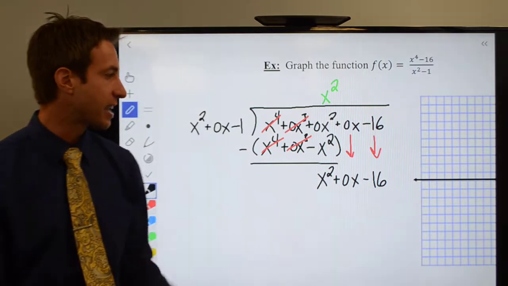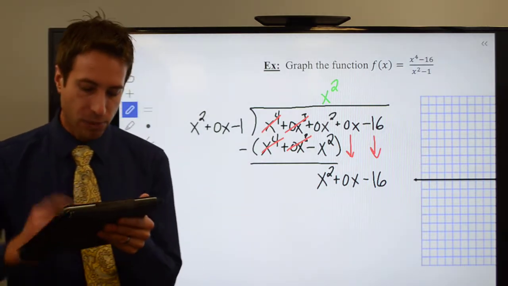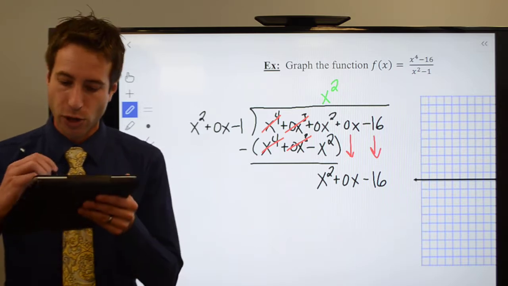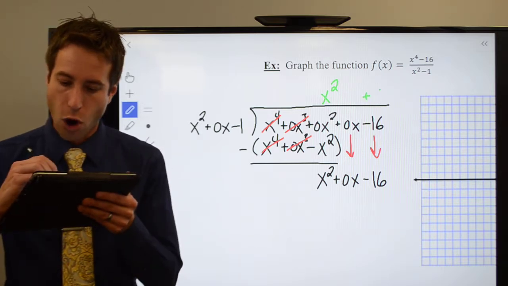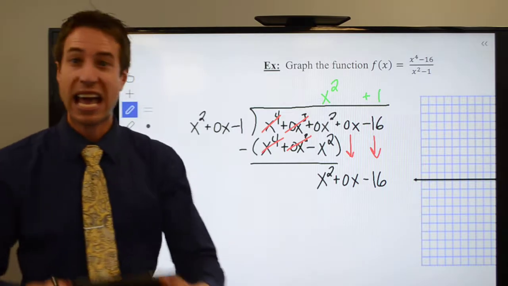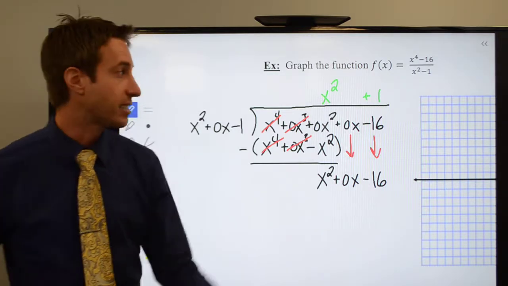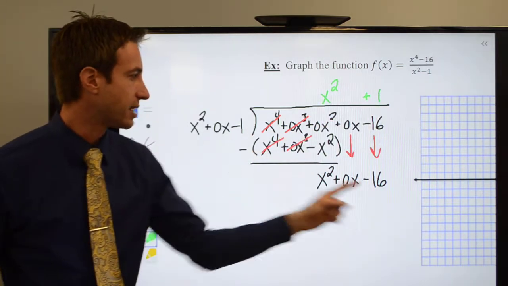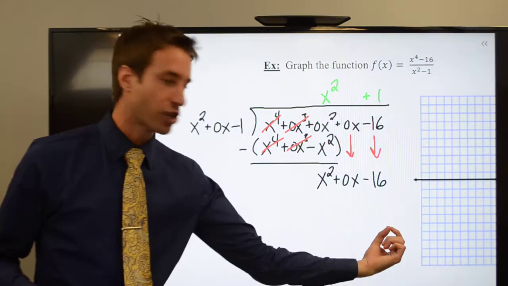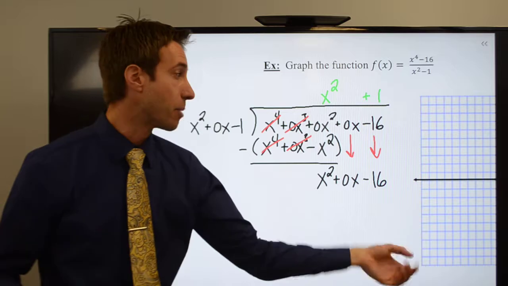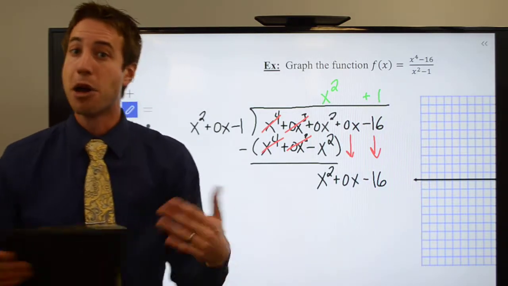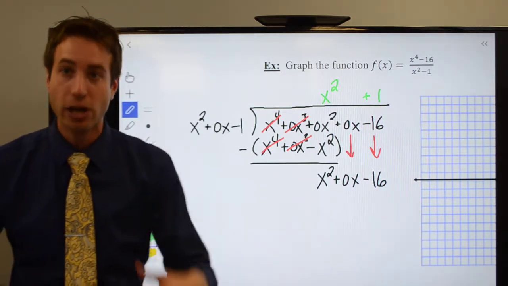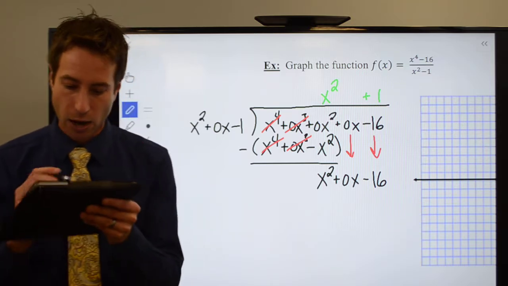X squared divided by x squared is a plus 1. Plus 1 is a constant. Please make sure you put it over top of the constants. Right there, plus 1, and I can stop, right? Remember, I stop because 1 times x squared is x squared, 1 times that is 0x, 1 times that is a negative 1. I do my subtraction. That number I would get would be my remainder because I have nothing else to bring down, but I don't care about the remainder, so there's no point in continuing to go.